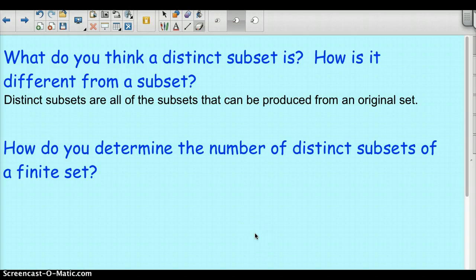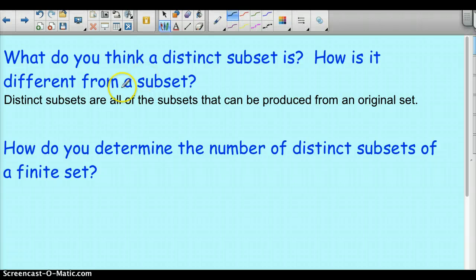Now this isn't a tough concept, guys, but I need you to really focus this time because people have trouble with this one. This is one that's been missed in previous years. Look, we're talking about distinct subsets today. Now the question here says, what is a distinct subset? How is it different from a subset?